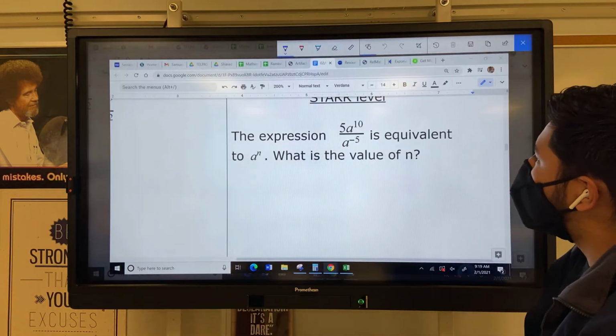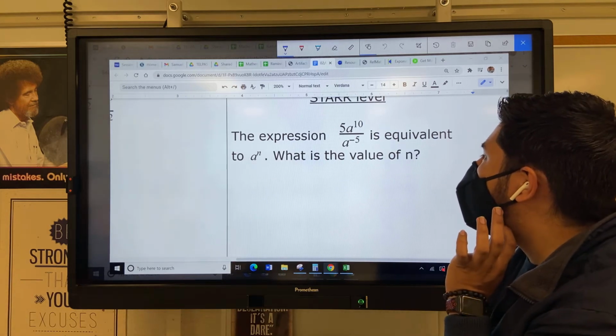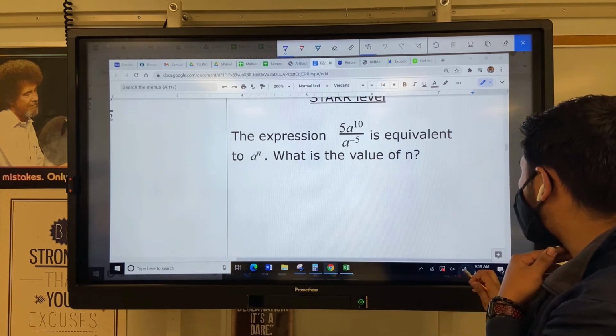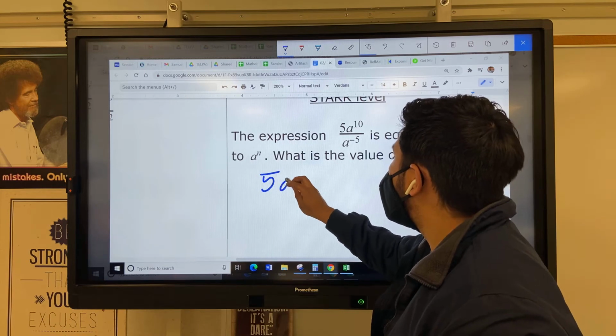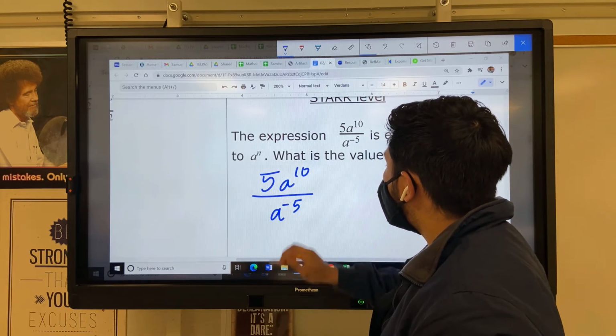The expression 5a to the 10th power is equivalent to an. What is the value of n? So we're looking for n again. I'm going to rewrite this good stuff. 5a to the 10 over a to the negative 5.